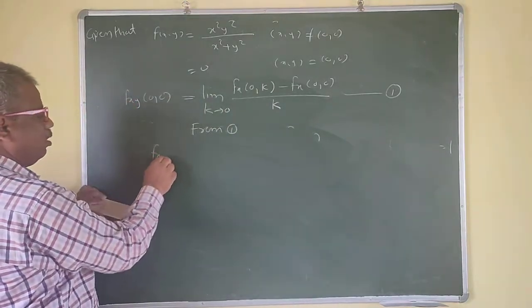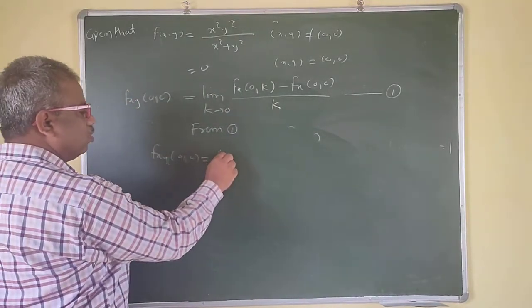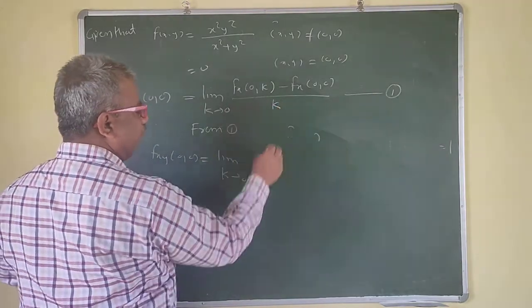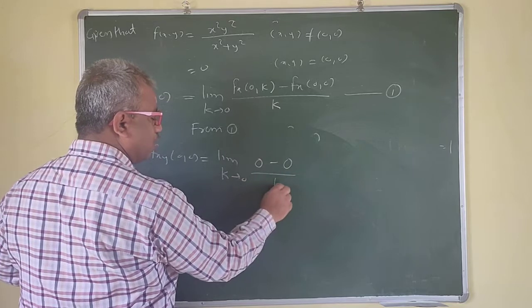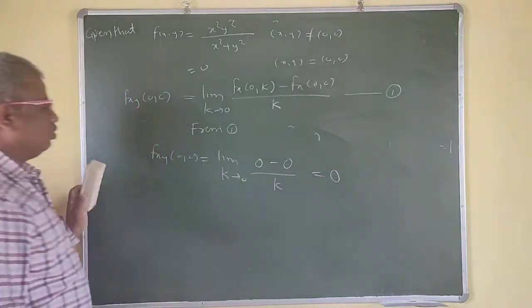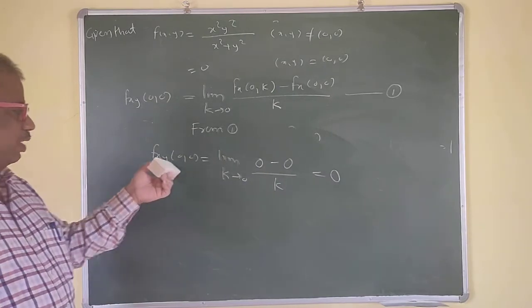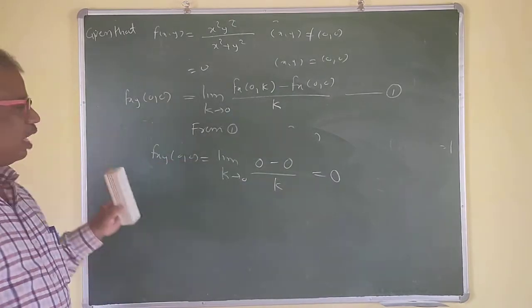fxy(0,0) is equal to the limit k tends to 0 of this value, 0, minus fx(0,0), which is also 0, upon k. So this is 0. So fxy(0,0) is 0. We wanted to show that fxy(0,0) is equal to 0, and we have proved this.